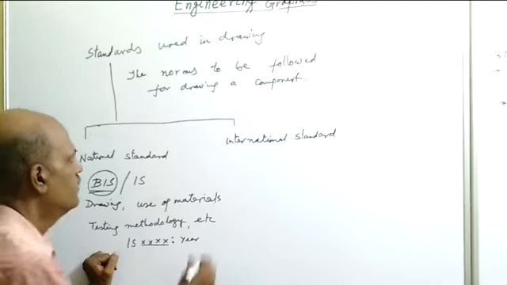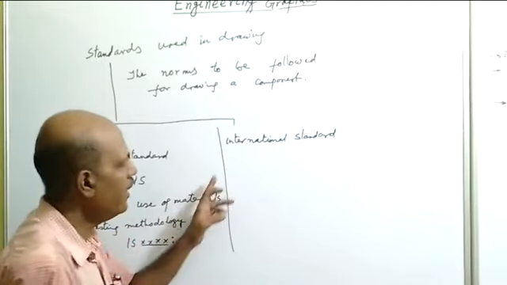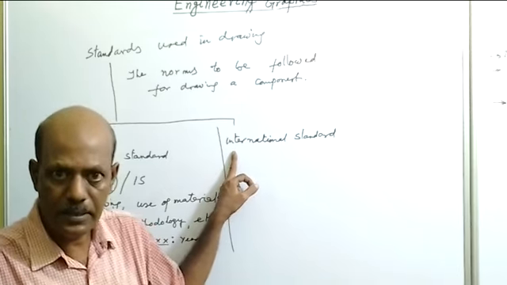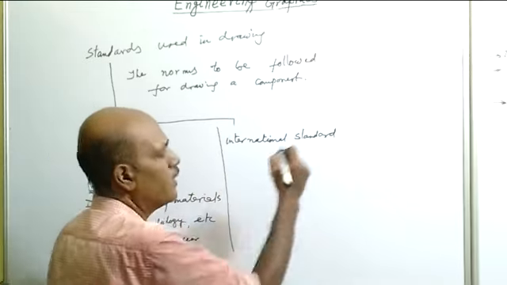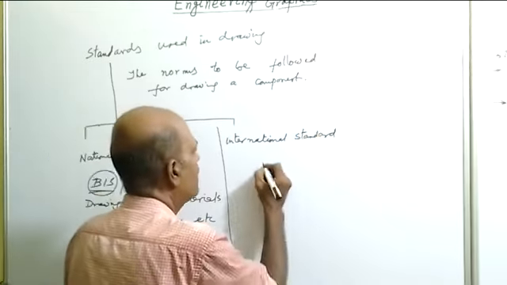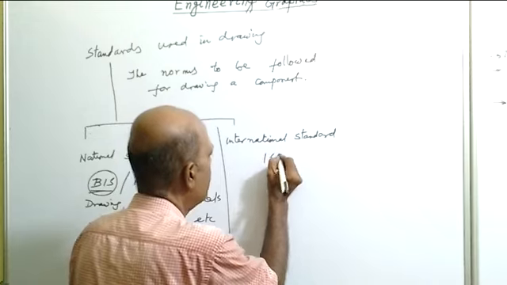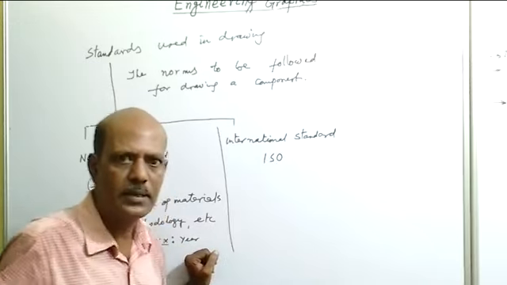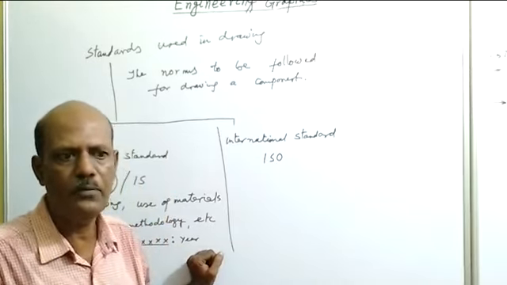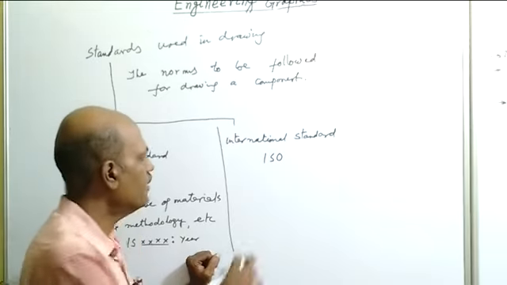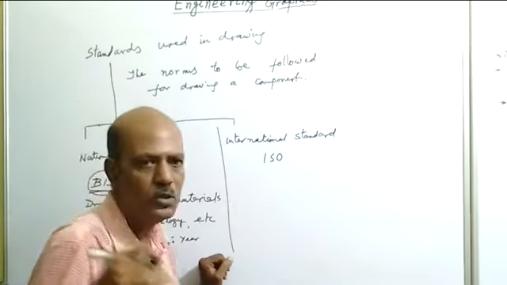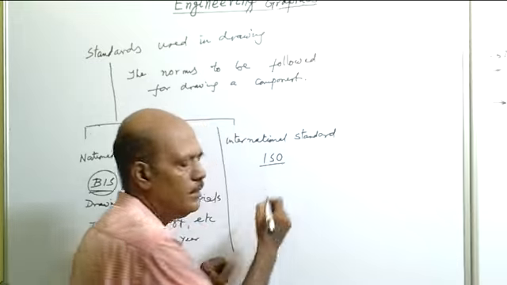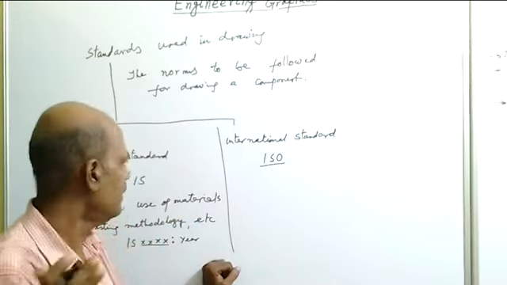Similarly, if any country wants to do business outside of that country, then they have to follow the international standard. And this standard is known as ISO standard. The full form is International Organization for Standardization. So, if a country wants to do business outside their country, then they have to follow the international standard. And most of the countries of the world follow this standard, the International Organization for Standardization.